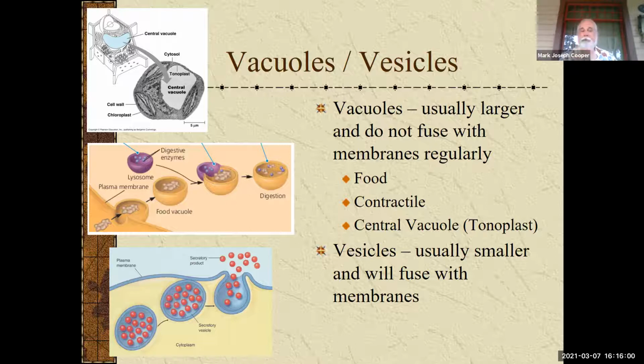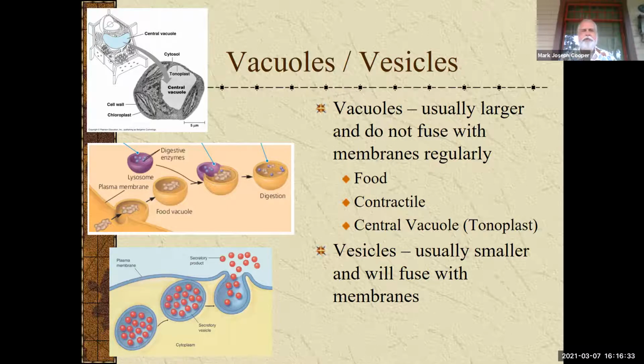You have contractile vacuoles, which will actually manage water. You'll see these in things like paramecium. And I think we saw that in that earlier video I showed you, where you'll see this contractile vacuole go like this to pump water out. We'll talk about that a little bit more later. And then in plants, you have a central vacuole, and that will hold large amounts of water and gives plant cells their shape. And I want you to know the term tonoplast. That is the actual membrane on the central vacuole, called a tonoplast.